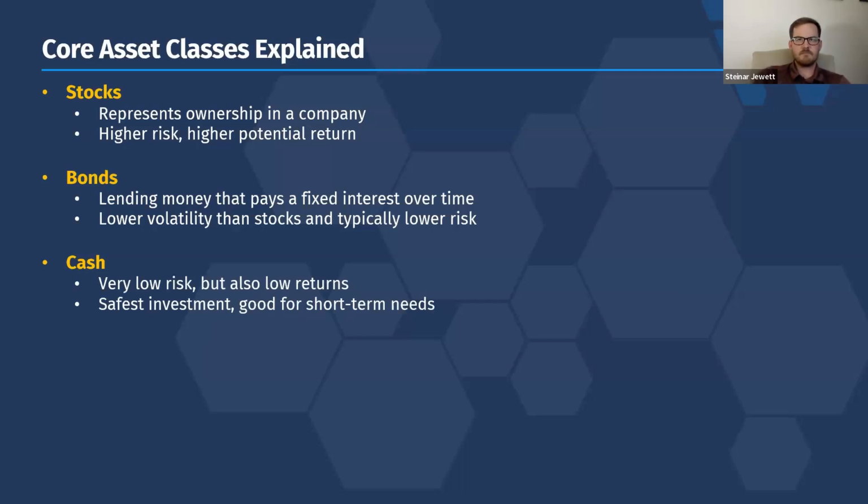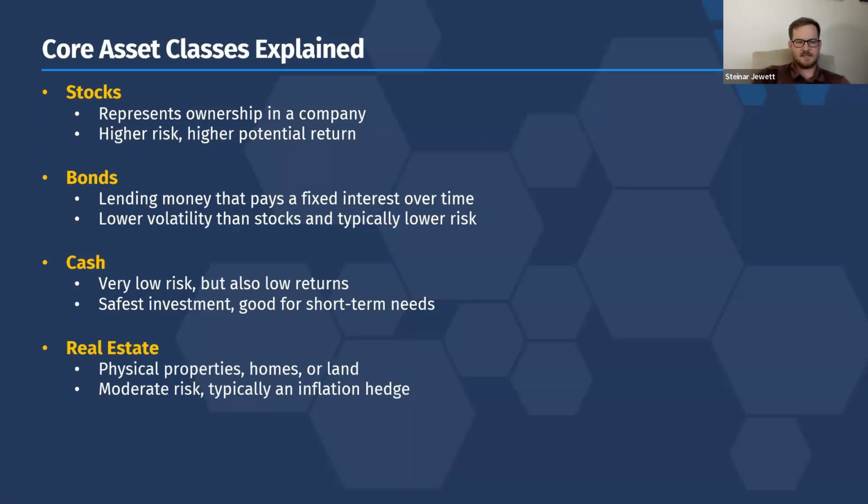We also have real estate, which most people know as buying homes, buying property, buying land. These are typically seen as moderate risk and a hedge on inflation. And we'll get into inflation risk in a little bit here as well and explain that a little bit more in depth.